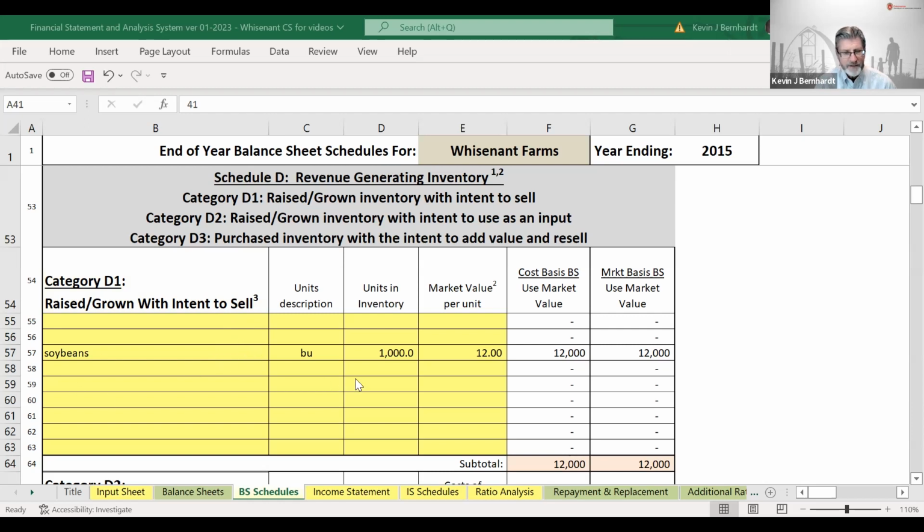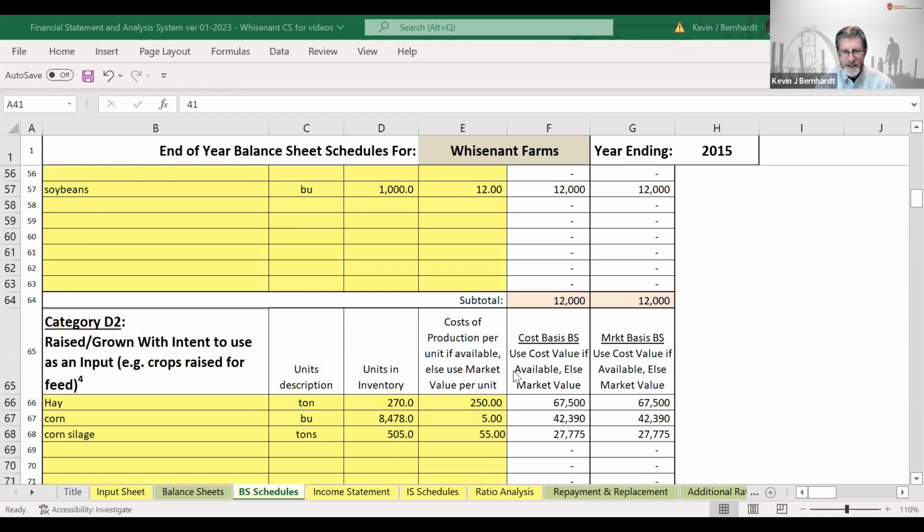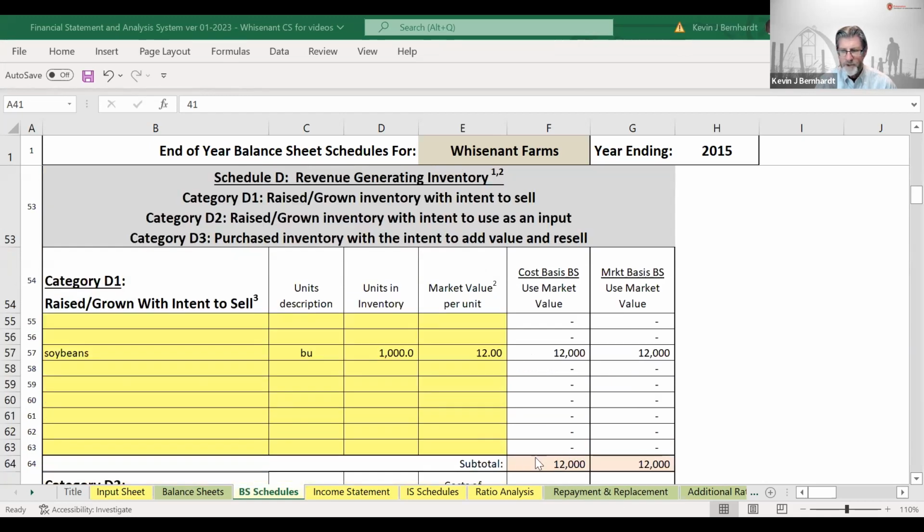So we can see Wisnet Farms has some soybeans in storage. The unit description, it's in bushels is how we want to describe those. And units of inventory, we have 1,000 bushels. And right now, the market value of those soybeans is $12. $12 times 1,000 is $12,000. If we had more, then those would be added up here as we go through. In fact, let's put another one. Let's say that we also have some feeder cattle that were born, calves that were born on our farm.